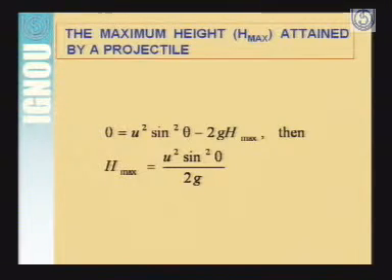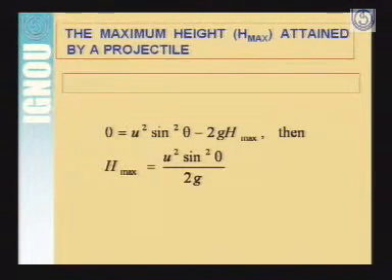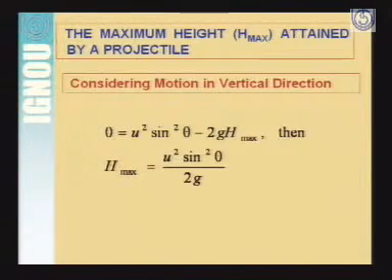Now let us consider the maximum height h attained by a projectile. Considering the motion in the vertical direction, v square is equal to u square minus 2gh. At the final top point, the velocity will be 0. So 0 is equal to u square sine square theta minus 2g h max, where h max is the maximum height attained by the particle. So finally we get the maximum height h max is equal to u square sine square theta by 2g.